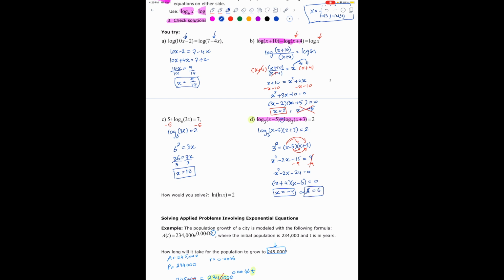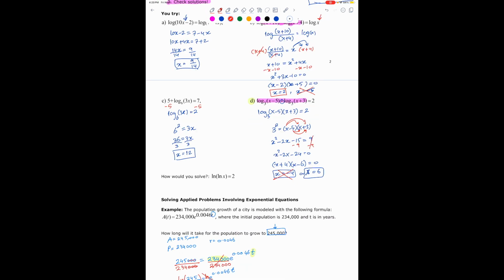Let's see which one is going to work and which one is not going to work out. If I choose negative 4, I notice that it's not going to work for this expression right here. It's going to have a negative argument. That doesn't work. Negative argument here as well, so that solution is not going to work. So I will eliminate that solution, and the only solution I have is x is equal to 6.